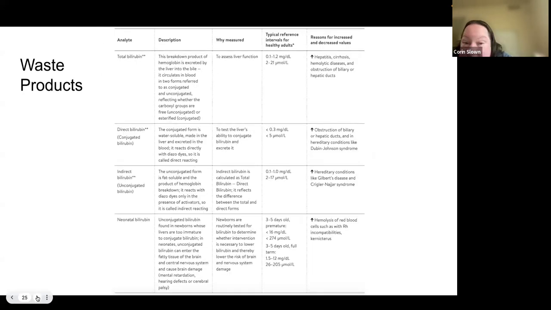Okay, in addition to those components, there are also some waste products that are found in the blood serum. So total bilirubin is a breakdown product of hemoglobin that is typically excreted by the liver into the bile. There's both conjugated and unconjugated. And in this case, it's the carboxyl groups that are either free or esterified. Usually, total bilirubin is used to assess liver function.